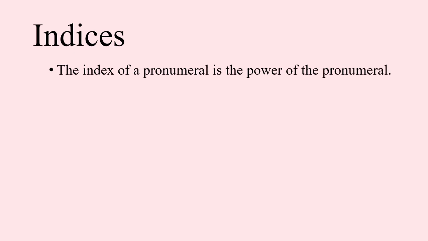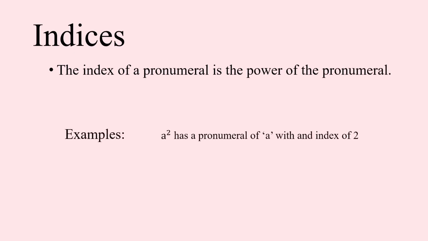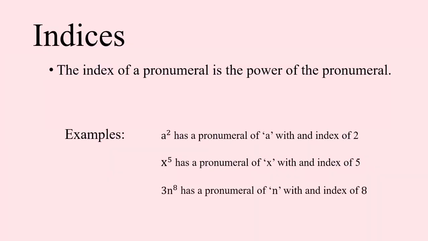Now, the index of a pronumeral is the power of the pronumeral. For example, a squared has a pronumeral of a with an index of 2. x to the power of 5 has a pronumeral of x with an index of 5. 3n to the power of 8 has a pronumeral of n with an index of 8.